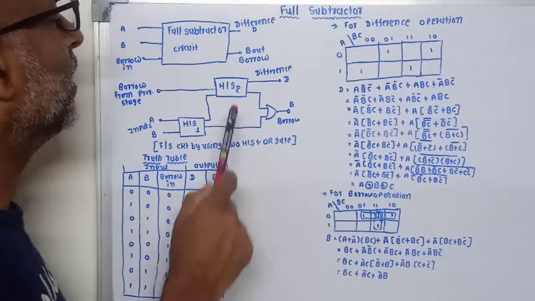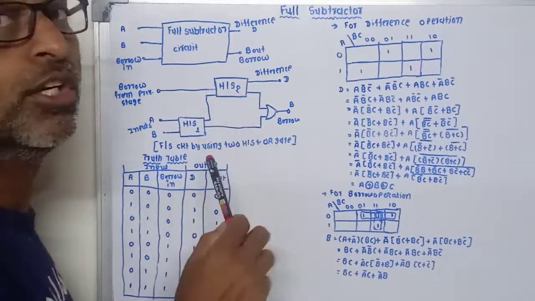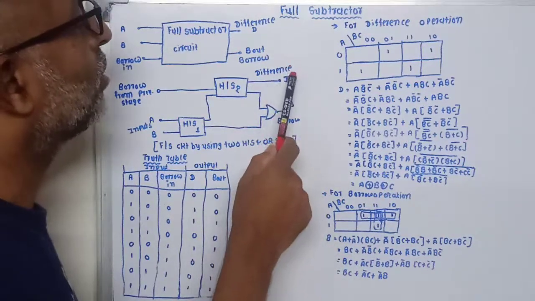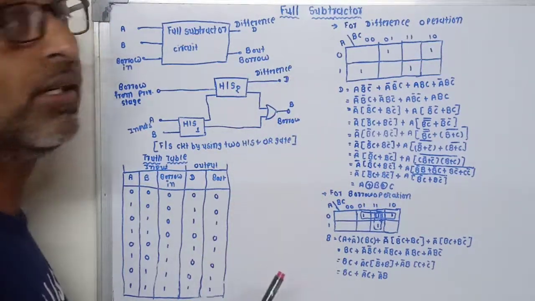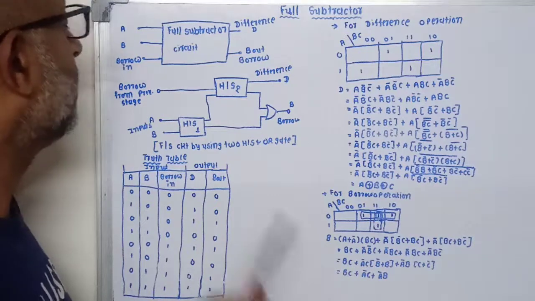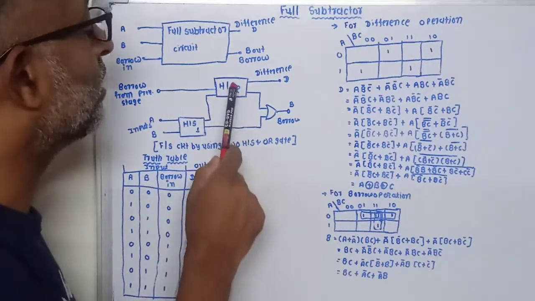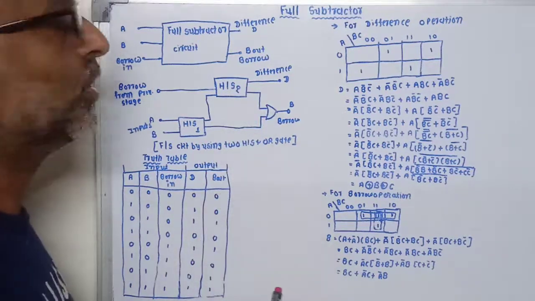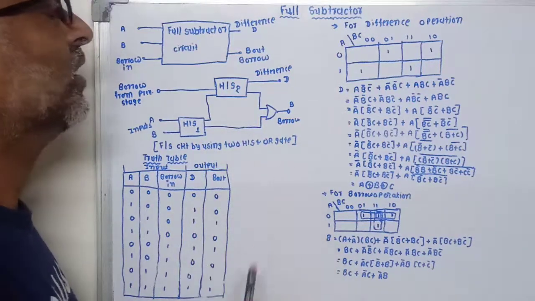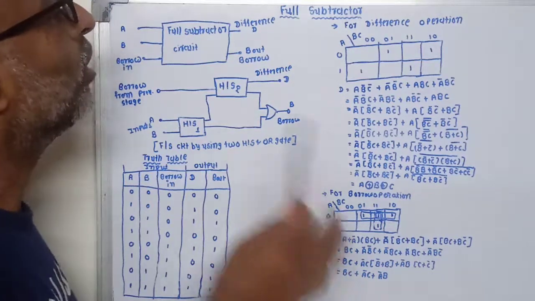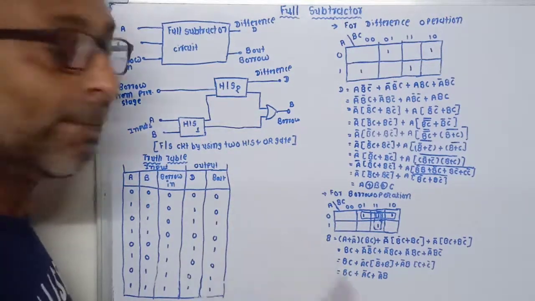That's why we are using half subtractor circuit 2, and its output is the final difference D of the full subtractor circuit. Now the borrows generated by half subtractor circuit 1 and half subtractor circuit 2 are given to the OR gate, and its output is the final borrow of the full subtractor circuit.